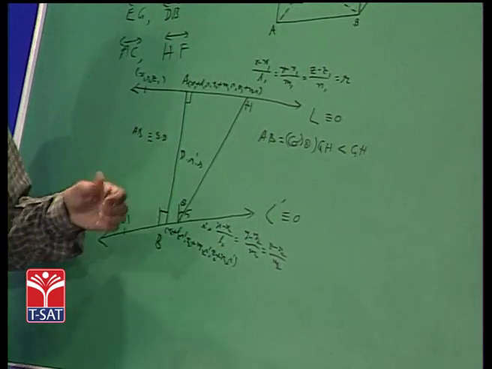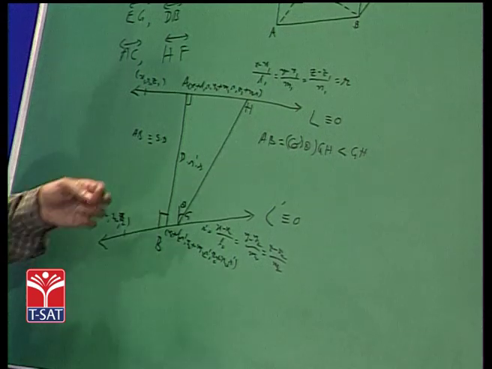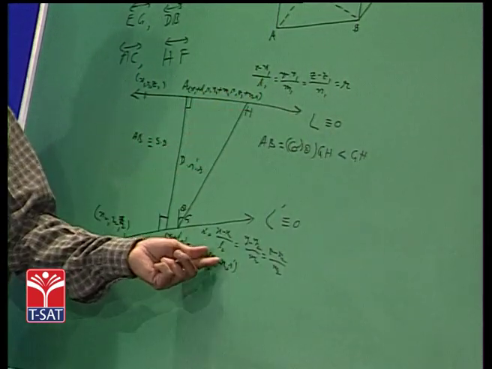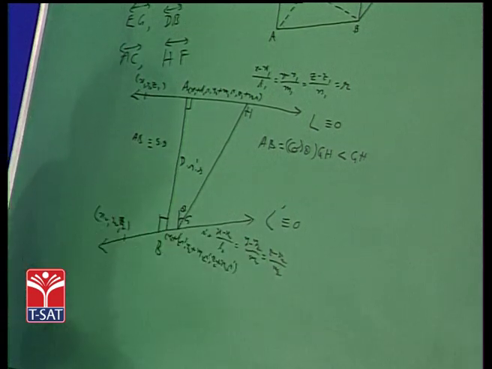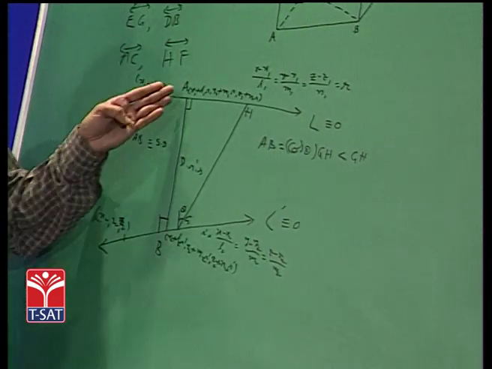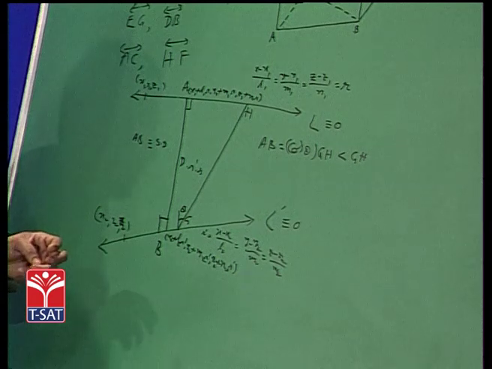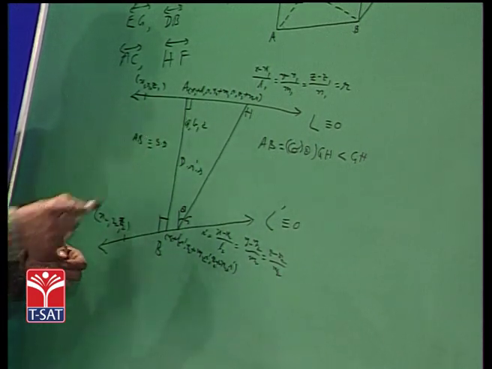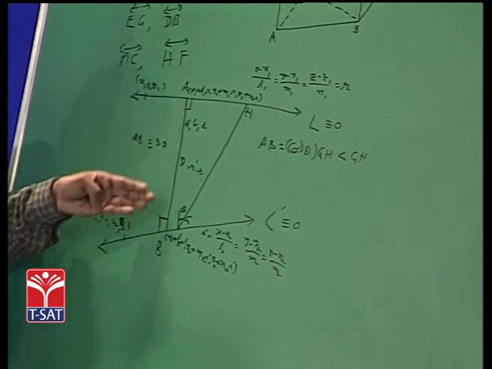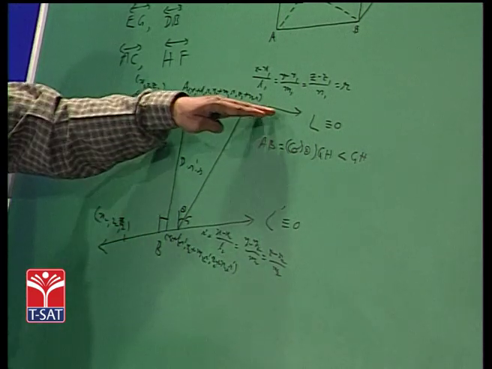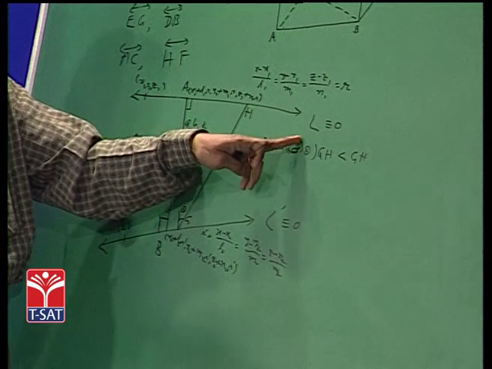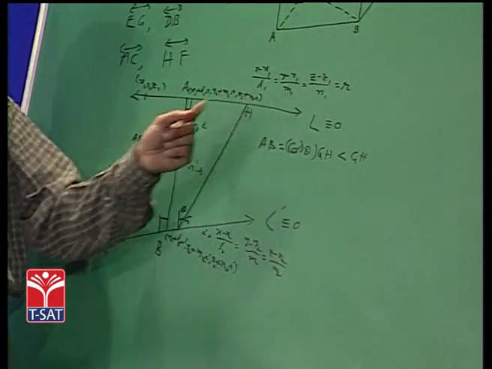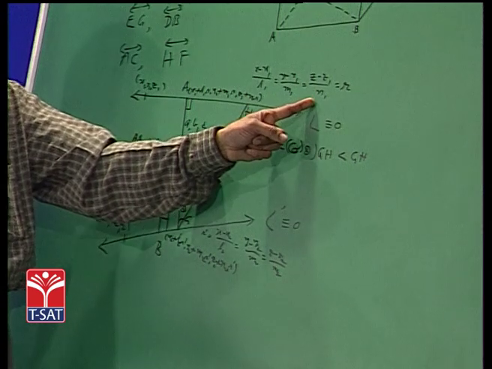Now, using the direction ratios of these two lines, that is l1, m1, n1 and l2, m2, n2, we can find out the direction ratios of the shortest distance line segment AB. Let us say these are a, b, c. The shortest distance line segment AB is perpendicular to the line L equal to 0. Therefore, we have a into l1 plus b into m1 plus c into n1 is equal to 0.